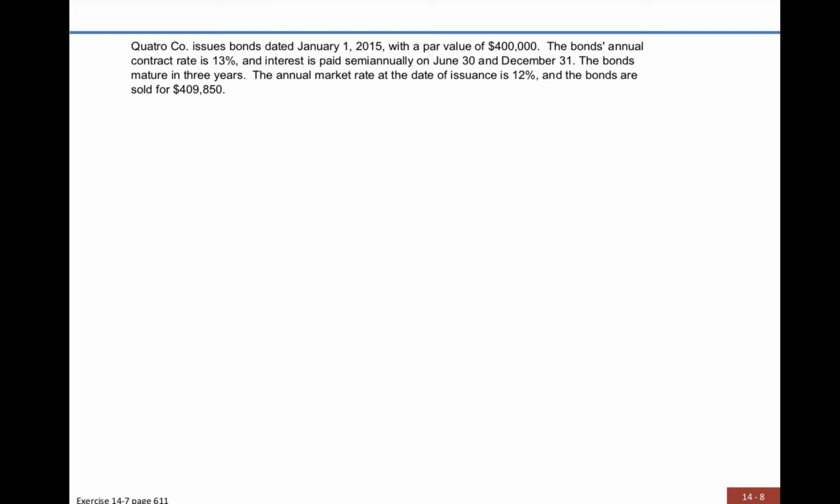All right, Quattro Company issues bonds dated January 1st, 2015 with a par value of $400,000. The bond's annual contract rate is 13%, and interest is paid semi-annually June 30th and December 31st. Bonds mature in 3 years. The annual market rate at the date of issuance is 12%. Bonds are sold for $409,850. So now we got a premium. Again, we're just looking at the difference between par value and what we got. So the premium is $9,850.